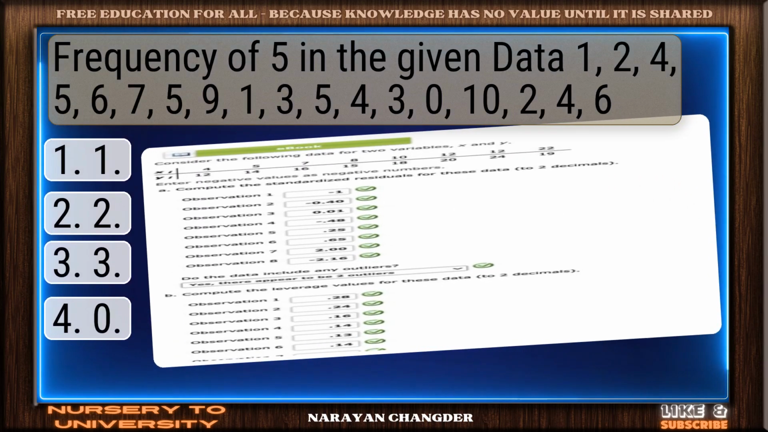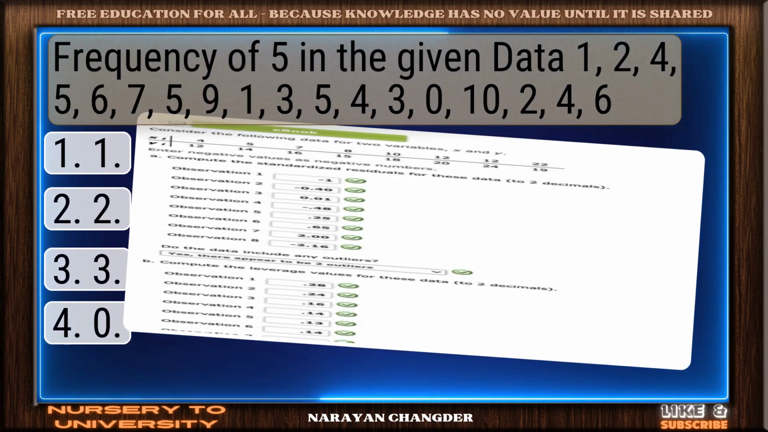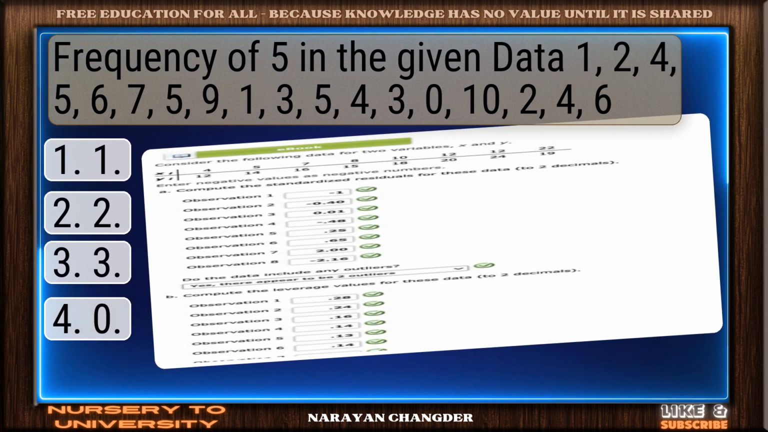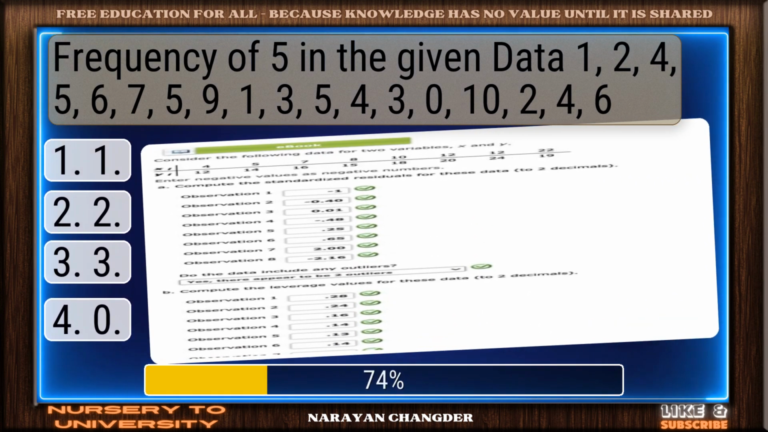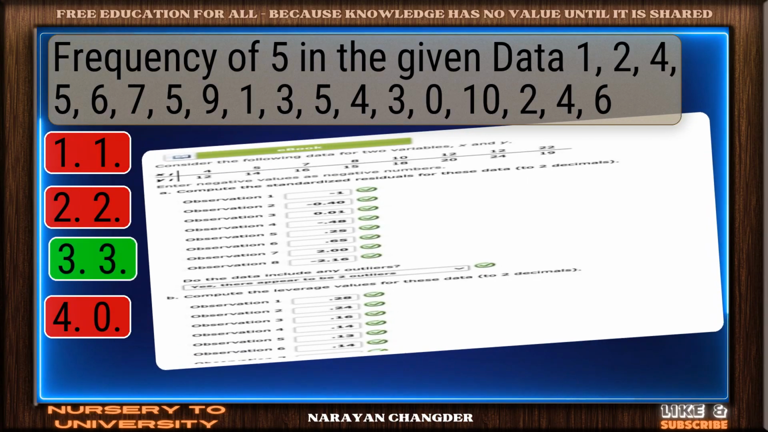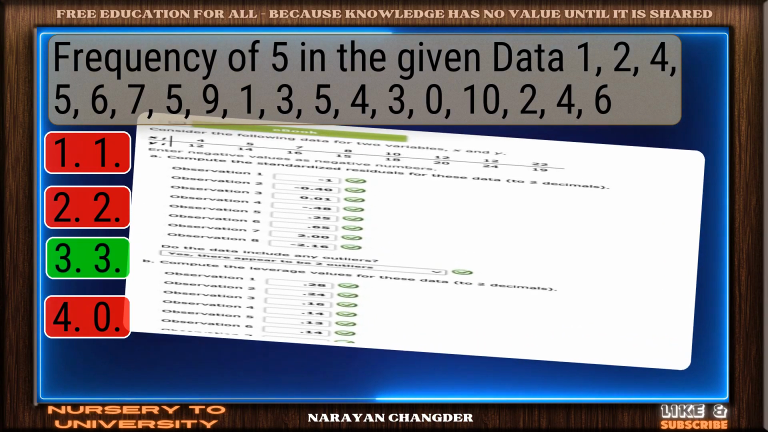Question number 31. Frequency of 5 in the given data 1, 2, 4, 5, 6, 7, 5, 9, 1, 3, 5, 4, 3, 0, 1, 2, 4, 6. Sharp thinking. 3 is the right choice.